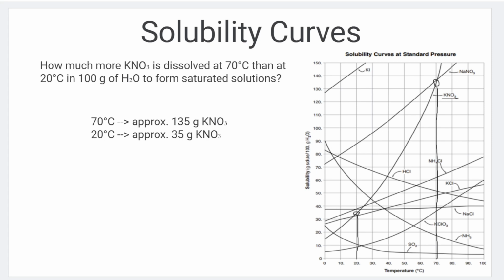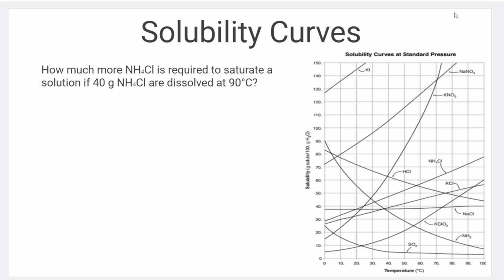So after reading the graph, we can see that about 35 grams of potassium nitrate is dissolved to create a saturated solution at 20 degrees Celsius. And about 135 grams of potassium nitrate is dissolved to form a saturated solution at 70 degrees Celsius. We can now subtract the two values to find the difference. And we get about 100 grams of potassium nitrate. Let's take a look at another problem.